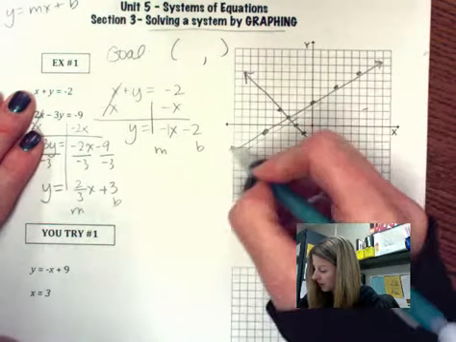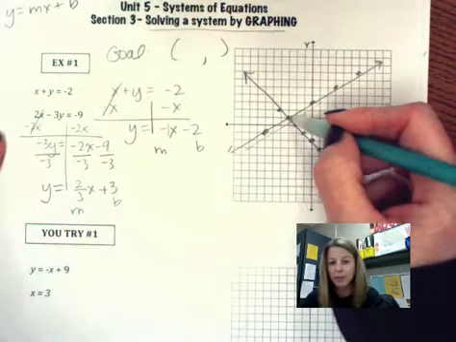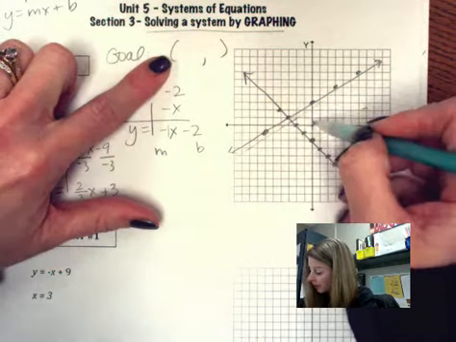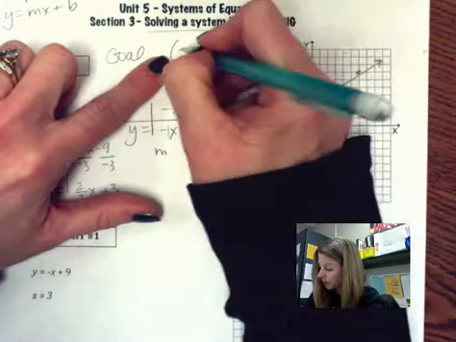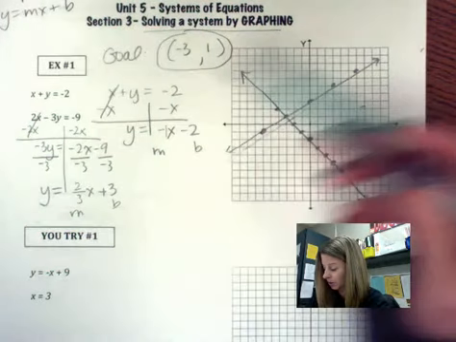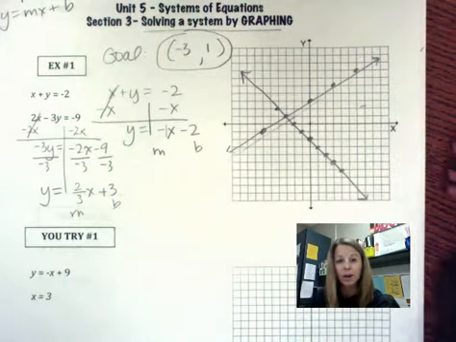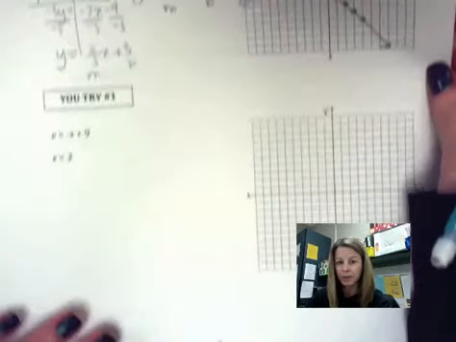So make my line, and my intersection point is right here. So I need to fill in my ordered pair, and that is at negative 3, up 1. So negative 3, 1 is my solution to this ordered pair, or this system of equations. Okay, let's move on to number 2.